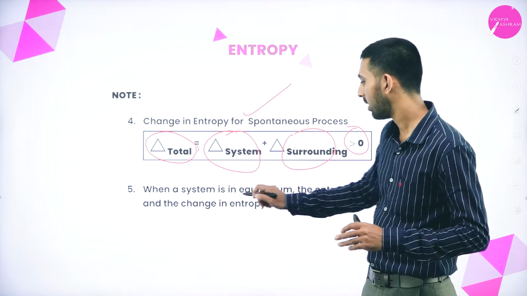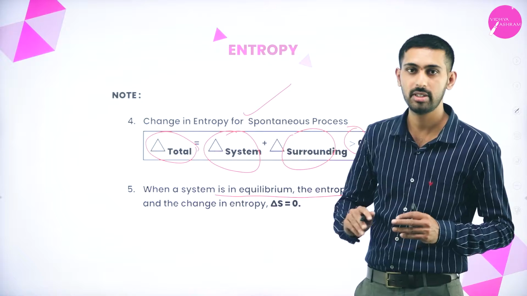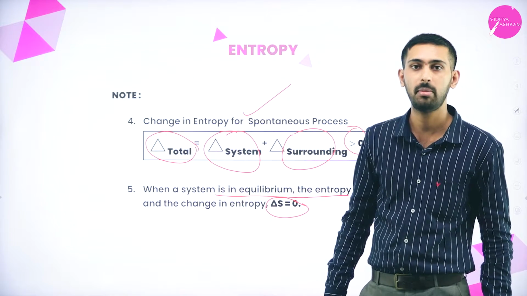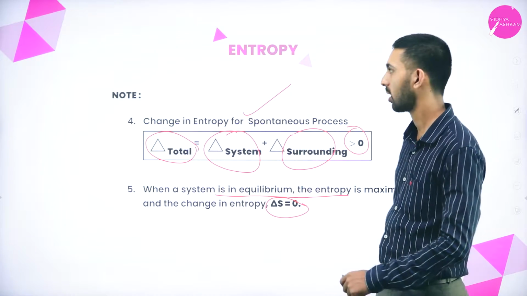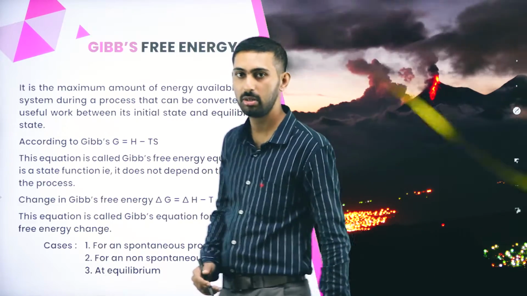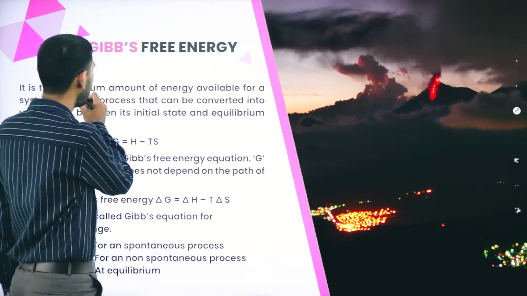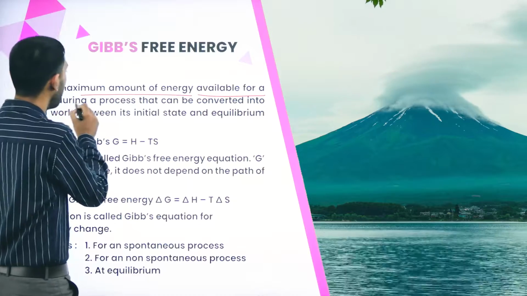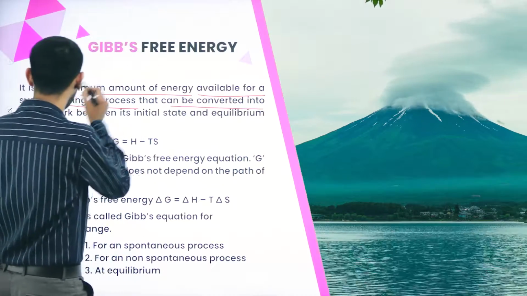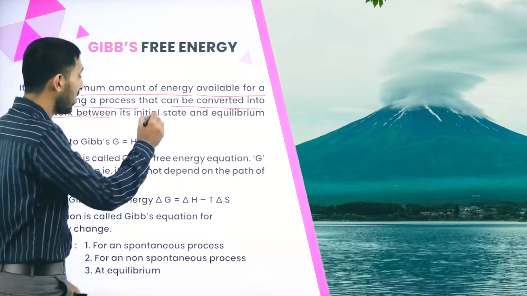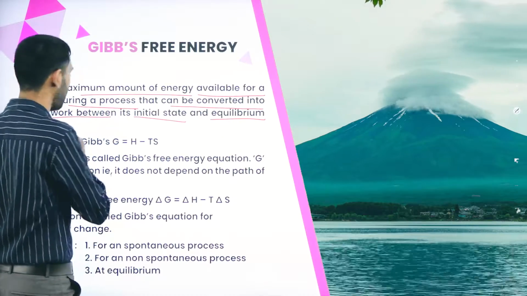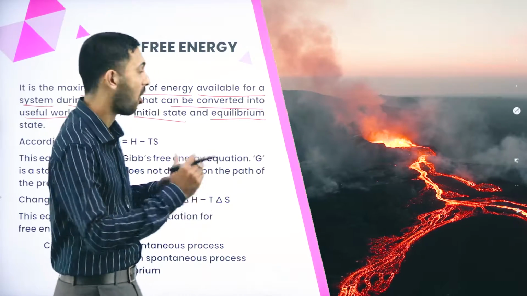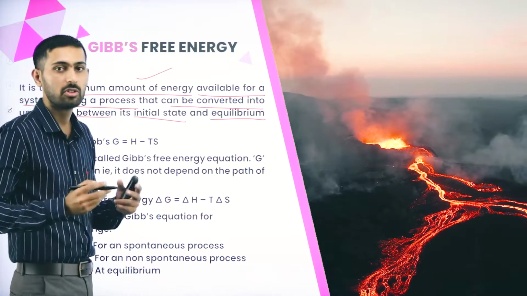Okay. Next thing is, when the system is at equilibrium, change in entropy will always be equal to 0. Okay. Next thing is Gibbs free energy. What do you mean by Gibbs free energy? It's the maximum amount of energy available for a system during a process that can be converted into useful work between the initial state and the equilibrium state. Initial state and equilibrium state means how much amount of energy you should supply.